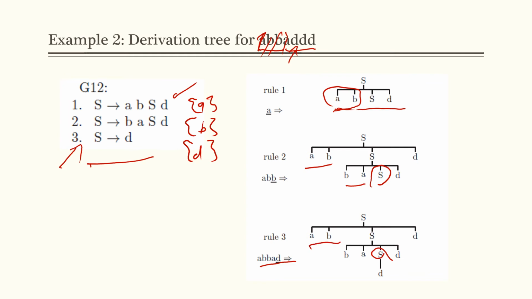So now we have AB, BA, D, and we have no more non-terminals here. So no more derivations. We have a D terminal and another D terminal. So we can get ABBADD from this grammar using the selection set that we have here. So that is the purpose of the selection set, to determine which rule we need to instantiate first.